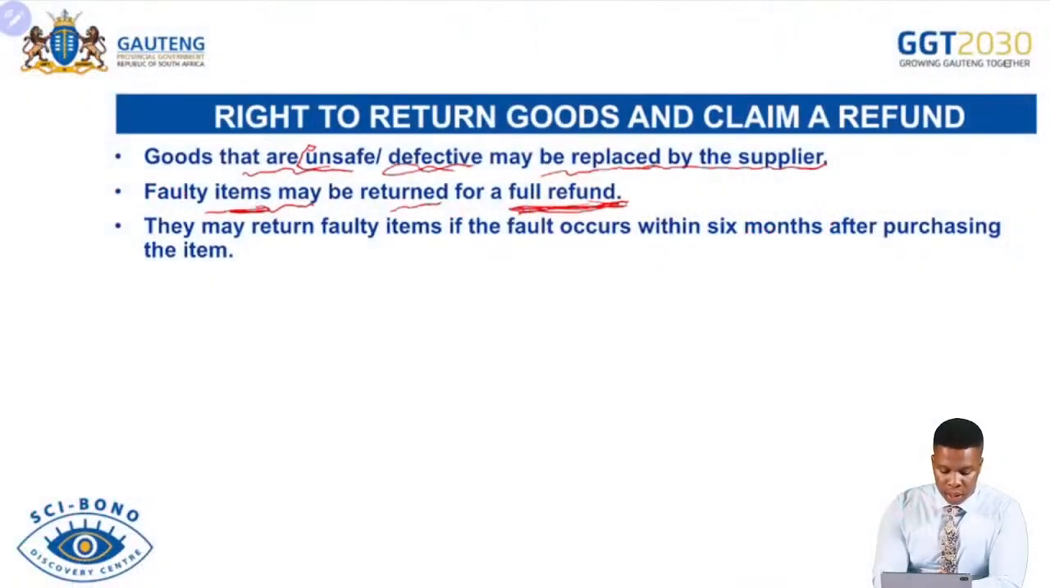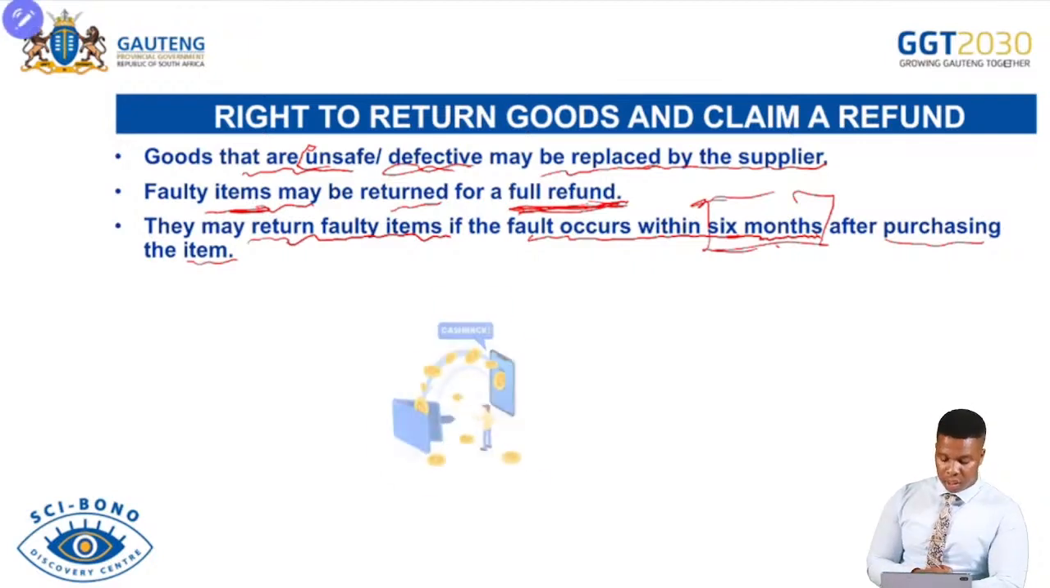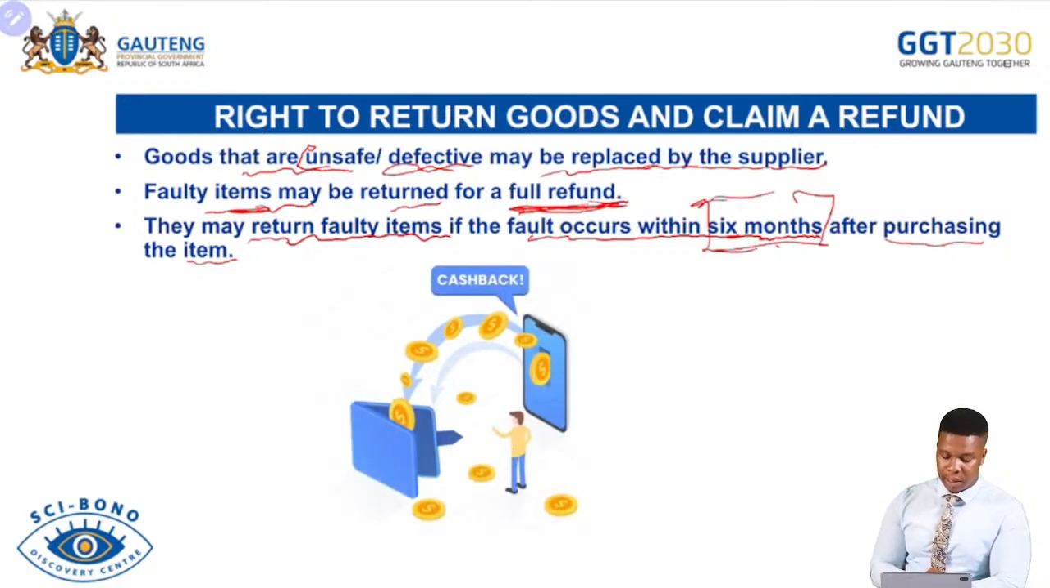And then as we proceed, they may return faulty items if the fault occurs within the first 6 months after purchasing the item. So the timeline is very important: within the first 6 months you can return the product if it is faulty. So it's important to know that information so that you get to be protected. Remember, we are teaching you about the Consumer Protection Act. So this emphasizes that if you've bought a product, then you can have your money back if it's faulty or unsafe.